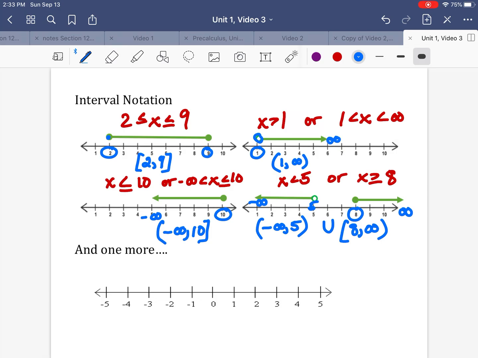All right, so let's just do one more down here. How about if we had a piece or a domain or a section of a graph was this. Let's say it's filled in on -2 and it's going to 4, but it's open. So just one more to practice with. -2 is my low number, 4 is my high number. It's not touching 4, but it is touching -2, so parenthesis and bracket.